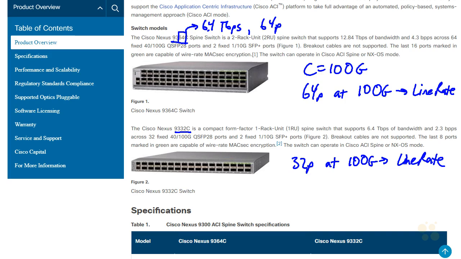Now, two other things. First of all, both of these switches have two fixed config 1 and 10 gig SFP+ ports. So they're right over here on the left. We can see those there, and right over here on the 9332. So we have that on both switches.